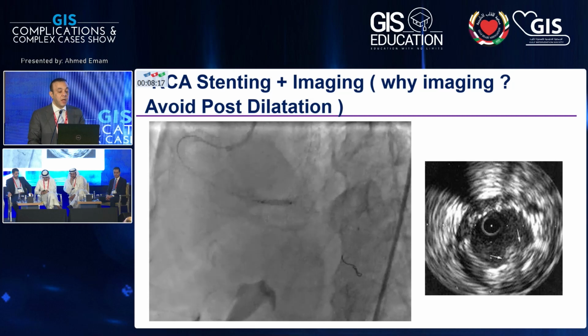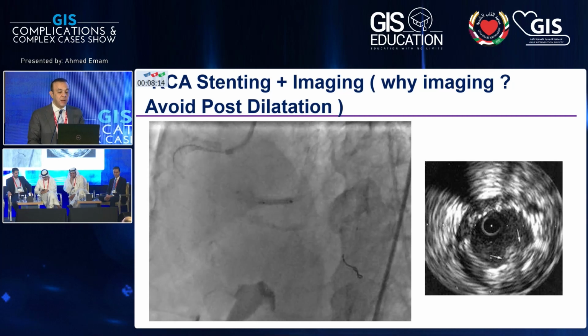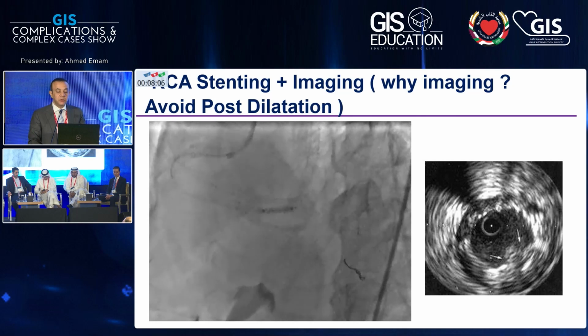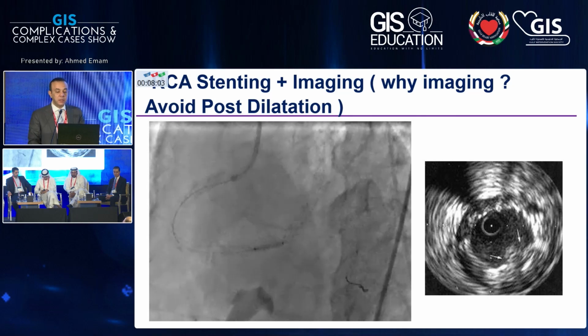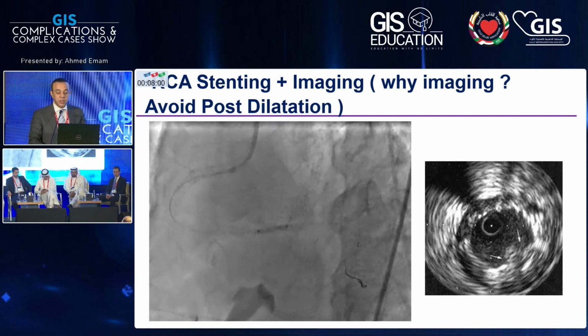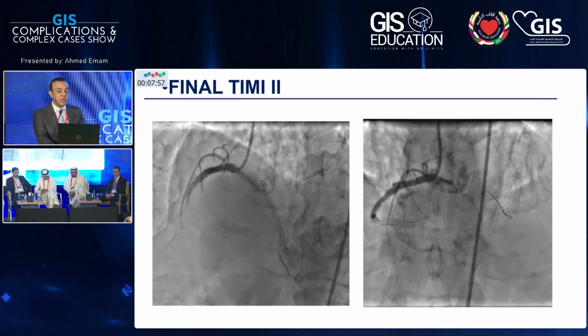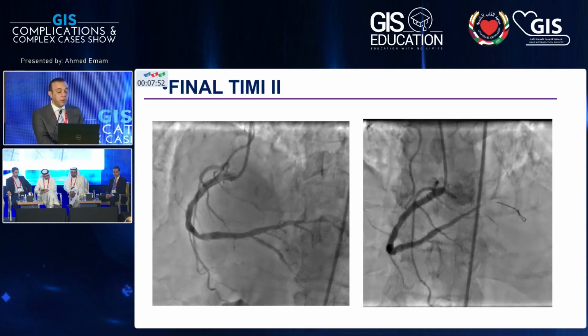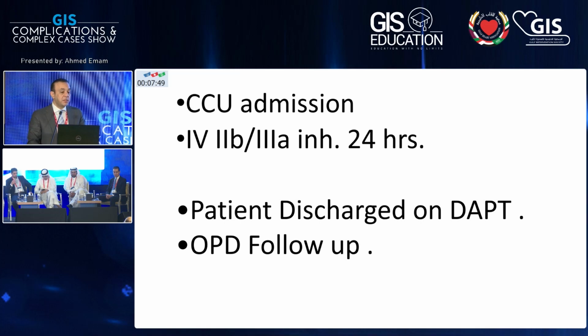Because I really try as much as I can, in no reflow phenomena and acute vessel closure, to avoid post-dilatation, I did IVUS just to check the stent deployment and expansion. Unfortunately, I didn't do post-dilatation here, and this is what I ended up with in this patient. One more thing to add: after this patient, I kept the patient in CCU, an IV 2b3a inhibitor was given for 24 hours, then the patient was discharged as usual on antiplatelets for follow-up.